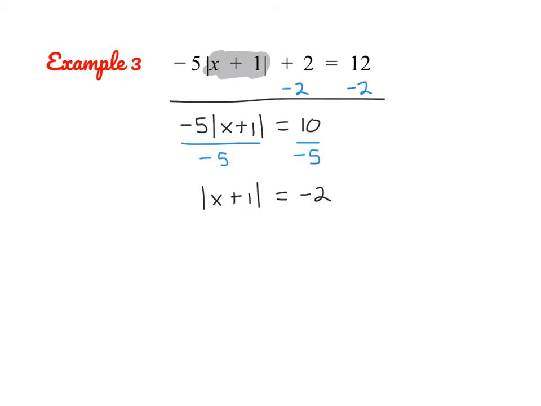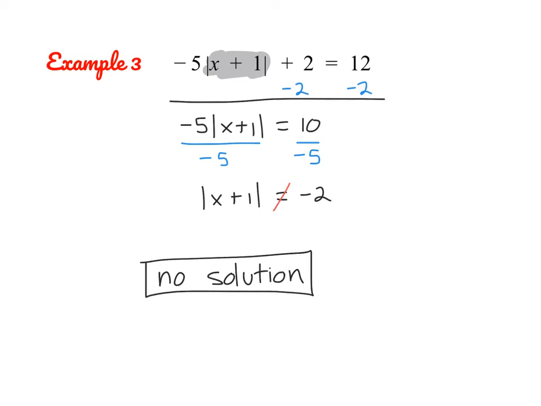So if you ever get down to the isolation step and you notice that the other side of your equation is negative, this is actually not possible. And we actually have a case where we have no solution. So this is definitely something to look out for. So you can't always just go straight into autopilot. So remember, the result of an absolute value will always be positive. So this has no solution.